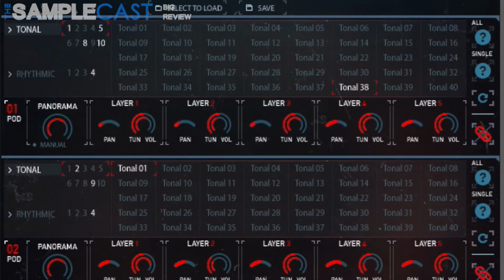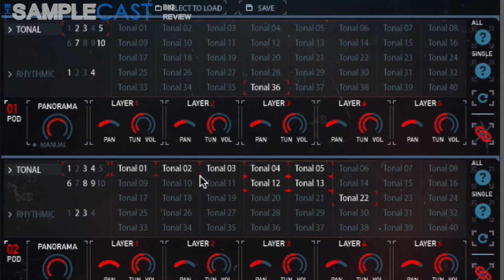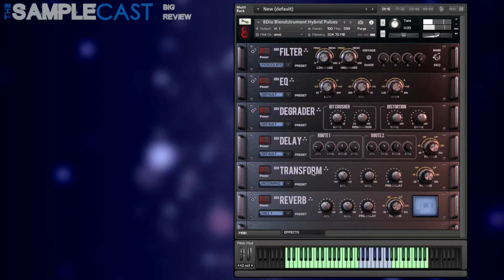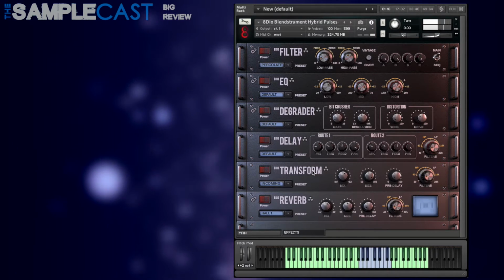So the building blocks of Blendstrument are tonal and rhythmic patterns, and you've got two different what they call pods in the instrument, and each of these can have as many patterns stacked as you like, or you can assign one per pattern. And then you've got controls to blend between the pods, and you can add master effects onto that, which are featured on a separate page.